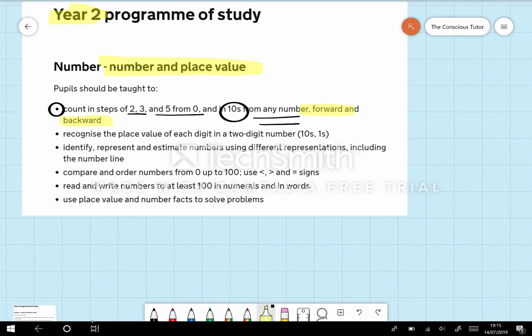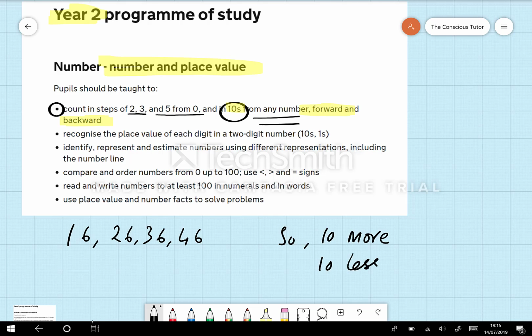And this is why having a 100 square available is quite important, so that children can see that when you go down in the 100 square, you're making a jump of 10 each time. The language that comes up again is 10 more and 10 less, building upon the year 1 language as well, fewer than, more than.